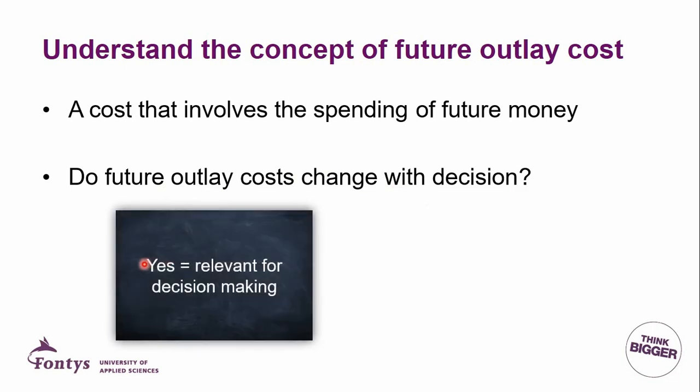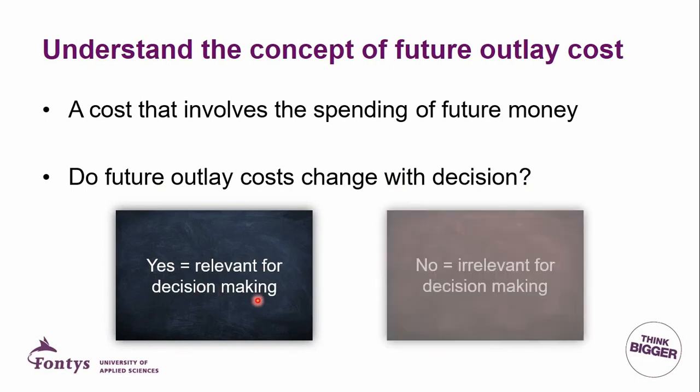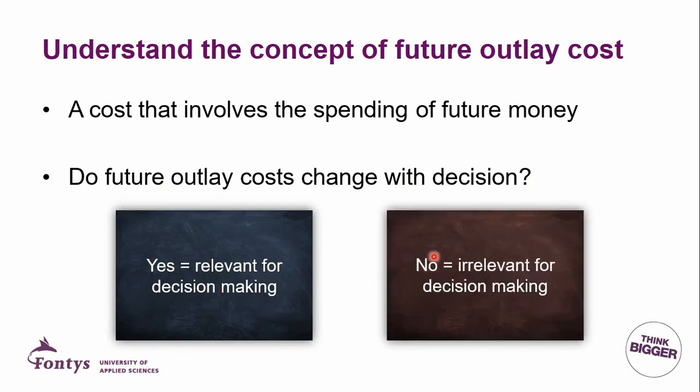Because if they change with a decision, then yes, they are relevant for decision making. But if on the other hand, they are not changing with a decision, they stay the same no matter which decision we take, then we can say they're irrelevant because they're going to be there anyway. And so we should take them out of the decision-making process because they simply make our calculations even more complicated, and so we should simply take them out.